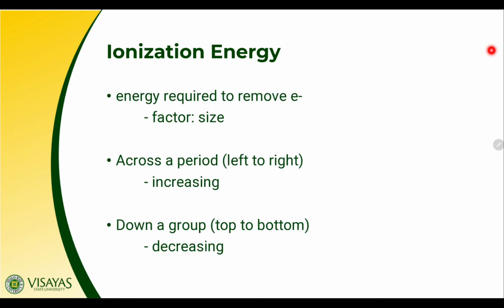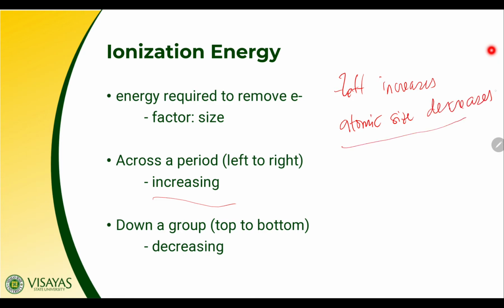The next periodic trend is ionization energy. This is the energy required to remove electrons. A factor of this is the size and the effective nuclear charge. For ionization energy from left to right, the trend is increasing. Why is this so? From left to right, recall that our effective nuclear charge increases and our atomic size or radius decreases. Why does atomic size decrease from left to right? Because the Zeff increases.